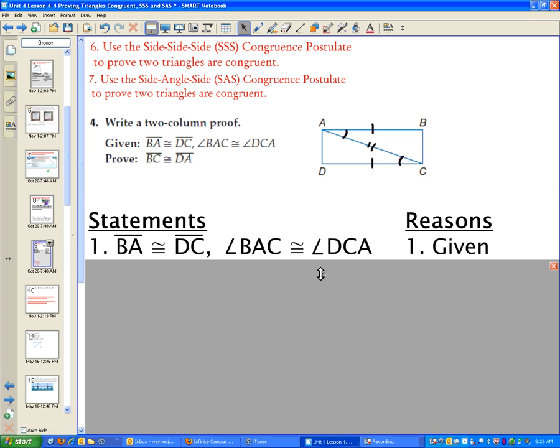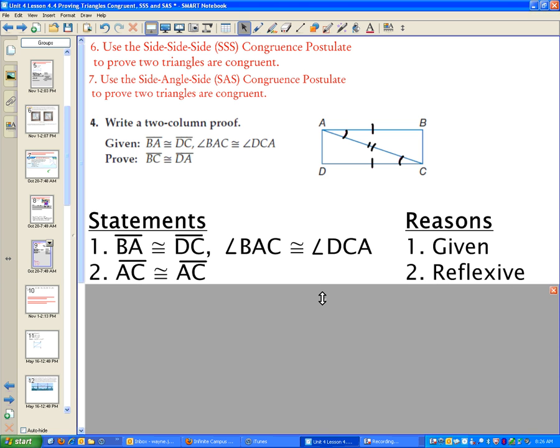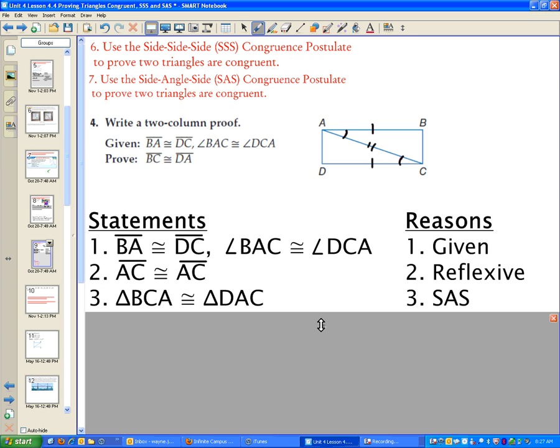Okay? Now, like we'd planned out, we know that segment AC is congruent to segment AC. The reason we know that's true is the reflexive property. And we actually have enough information now to prove that these two triangles are congruent using side angle side. Now let's be careful and let's make sure, because they didn't tell us in the prove what corresponds to what, so we got to figure it out ourselves.